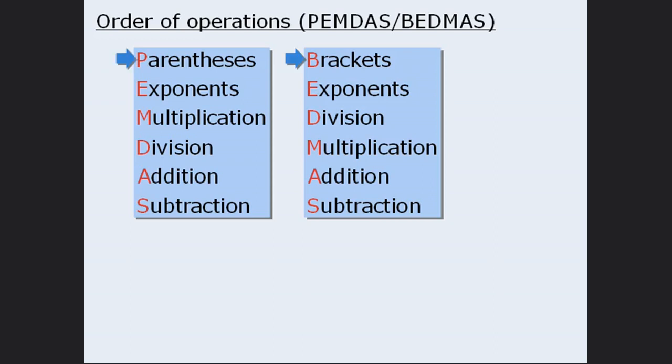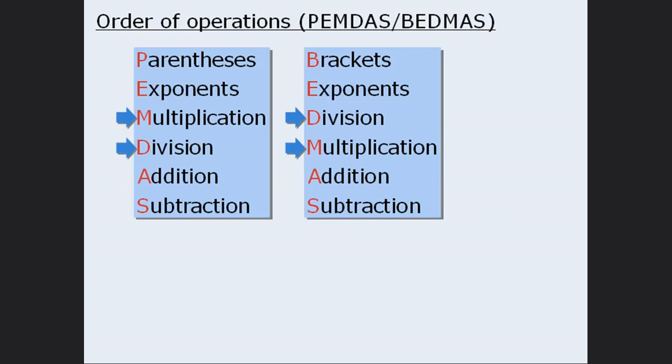At the very top we have parentheses, also known as brackets. This means we must always evaluate the information inside any parentheses first. Once we have evaluated any parentheses, we must then evaluate any exponents. Next we have what looks like a problem. On the left-hand side it looks like multiplication comes before division, and on the right-hand side it looks like division comes before multiplication. Well, this is the problem with displaying PEMDAS and BEDMAS like this.